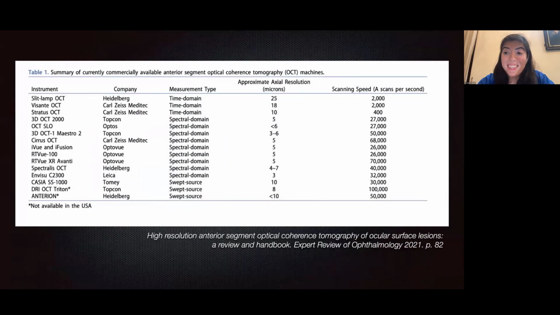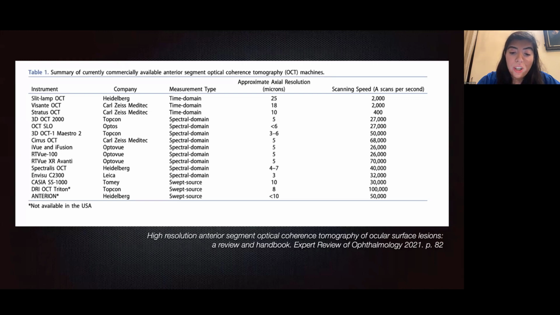No two anterior segment OCT imaging platforms are the same. I want to emphasize that. Initial platforms were time domain devices in which a reference mirror moved in a linear fashion over the eye to generate multiple A scans. Axial resolution, however, was limited by the speed of A scan acquisition.